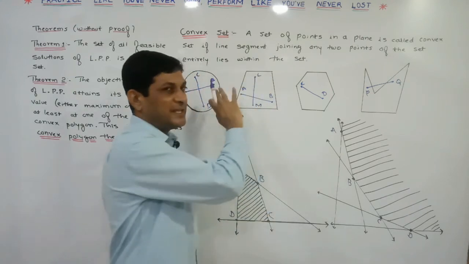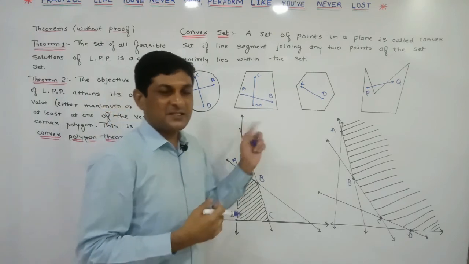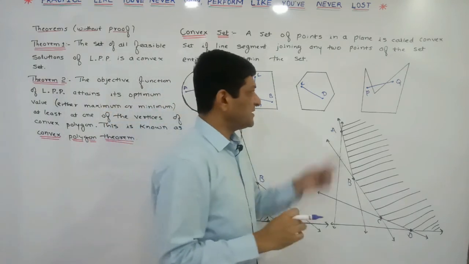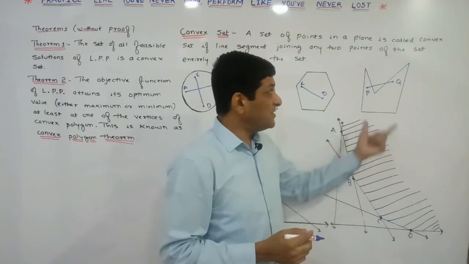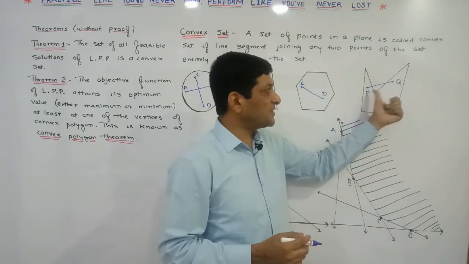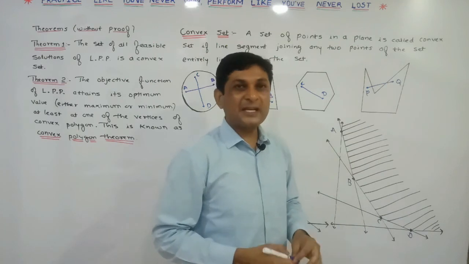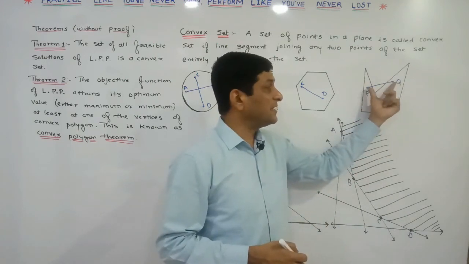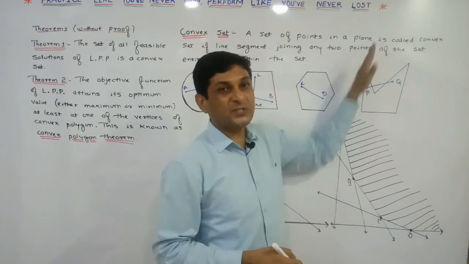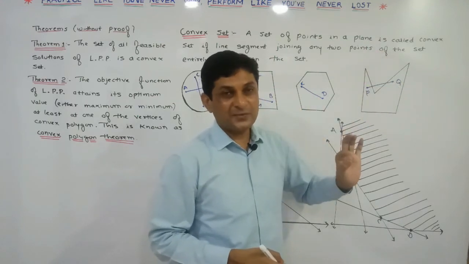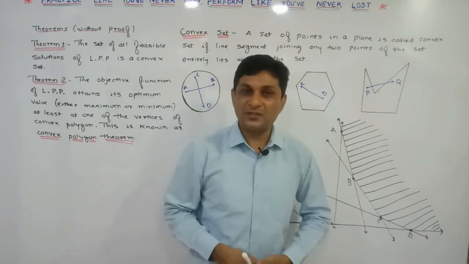Again this segment lies in the same set, so we can say that this is also an example of what? Convex set. In this way, this polygon is also an example of what? Convex set. But here in this figure, if you observe, we have taken 2 points P and Q, and the segment joining these 2 points does not lie in the same set. Some part of this segment lies outside this set. So in such cases, we can say that the condition in the definition is not satisfied.